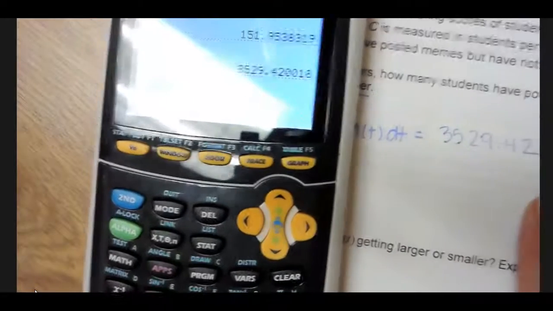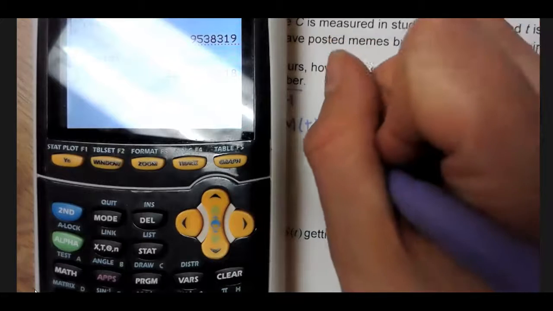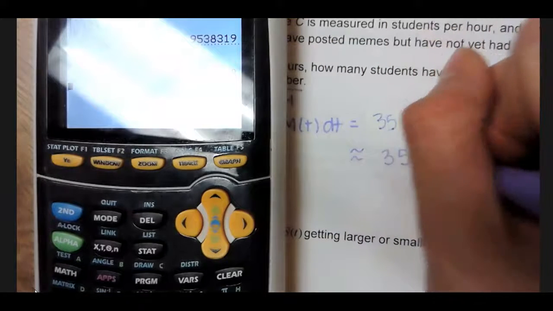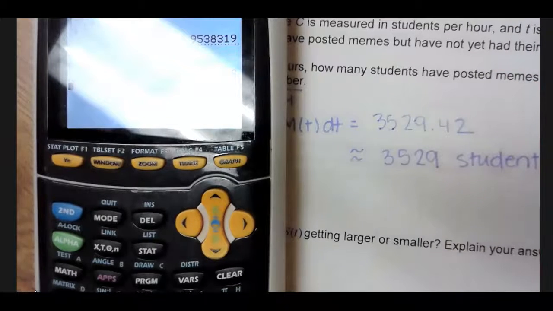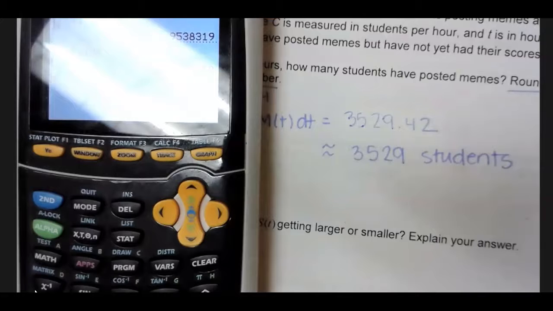And what I was saying is I would write down my decimal, but then I would say that that is approximately 3,529, and my units is students. My units are students. Because I'm using my calculator and the document camera, I'm going to flip off the back light so it doesn't glare on you.